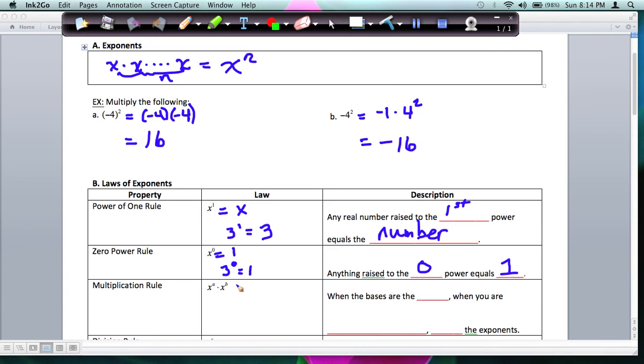The multiplication rule says as long as your bases are the same, so I have x to the a times x to the b, so I have the same base of x, when you're multiplying, you basically add your exponents. So this would be x to the a plus b. An example would be x squared times x cubed equals, just add 3 plus 2 and get 5. So when the bases are the same, when you are multiplying, add the exponents.